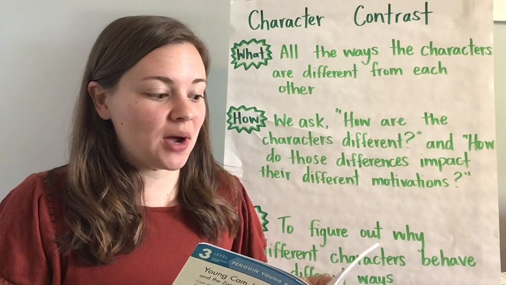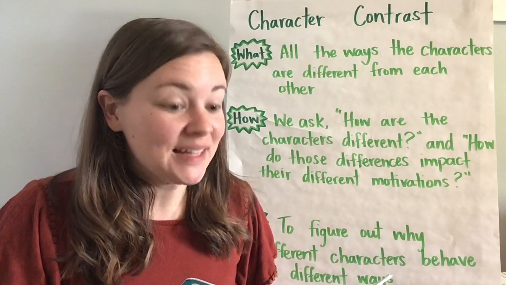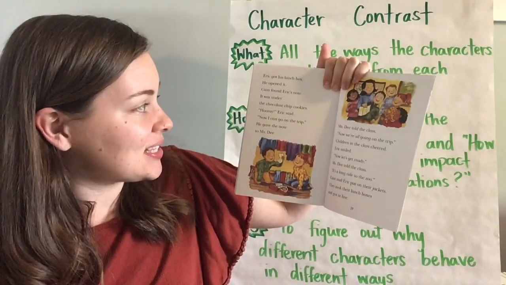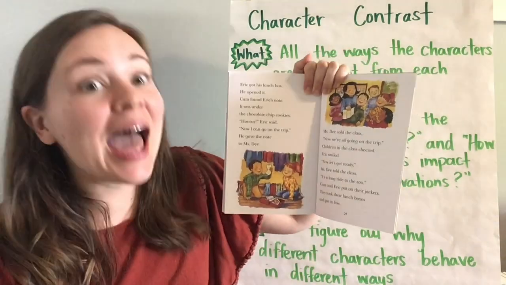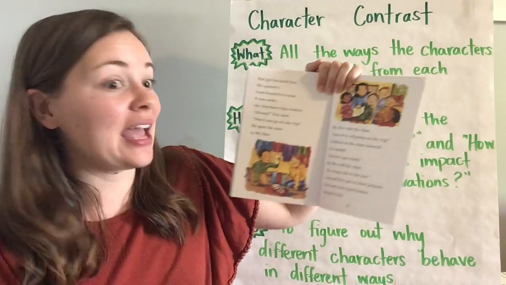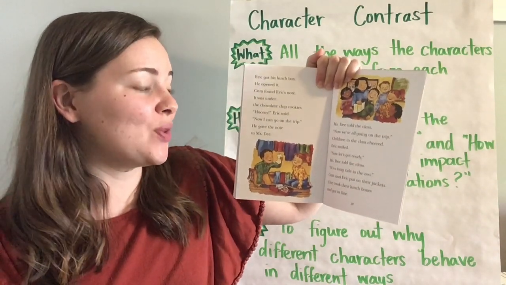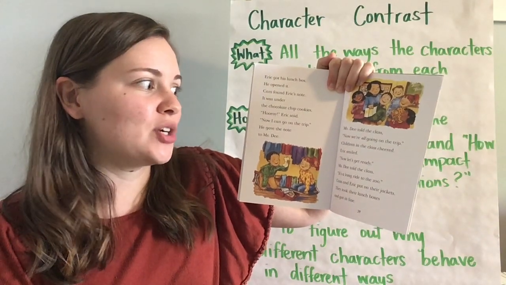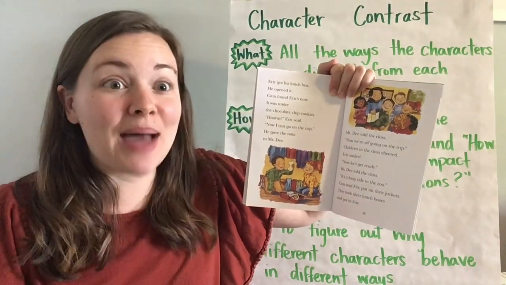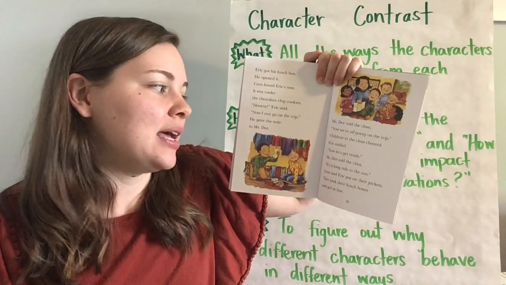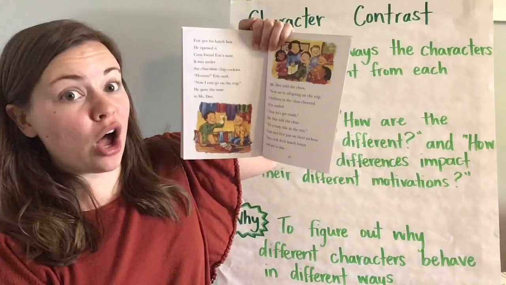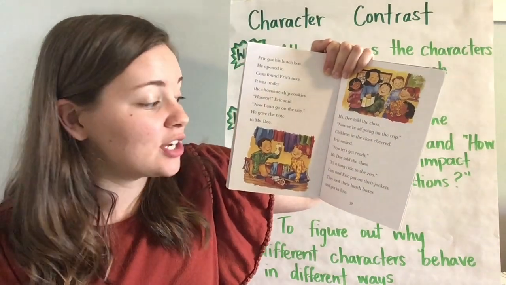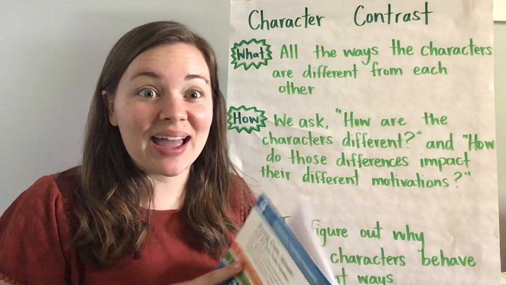Eric got his lunchbox. He opened it. Cam found Eric's note. It was under the chocolate chip cookies. "Hooray," Eric said. "Now I can go on the trip." He gave the note to Miss D. Miss D told the class, "Now we're all going on the trip." The children in the class cheered. Eric smiled. "Now let's get ready," Miss D told the class. "It's a long ride to the zoo." Cam and Eric put on their jackets. They took their lunchboxes and got in line.